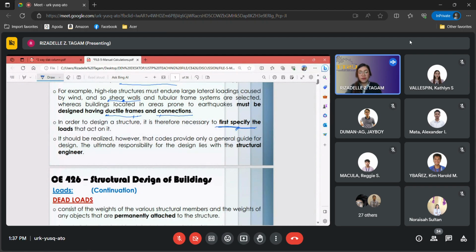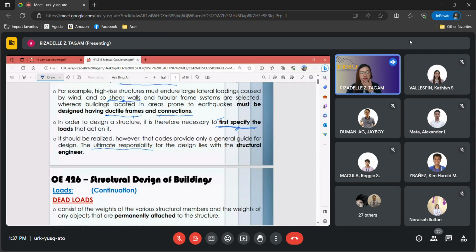Gi-design nako as office unya pag-abot sa imong parking lot, no? Wala nag-coincide ang atong loads nga gigamit on designing versus the purpose for occupancy. Dapat magpareha na siya. So it should be realized, however, that codes provide only a general guide for the design. The ultimate responsibility for the design lies with the structural engineer. Mao gyud ni ang atong always i-remember.